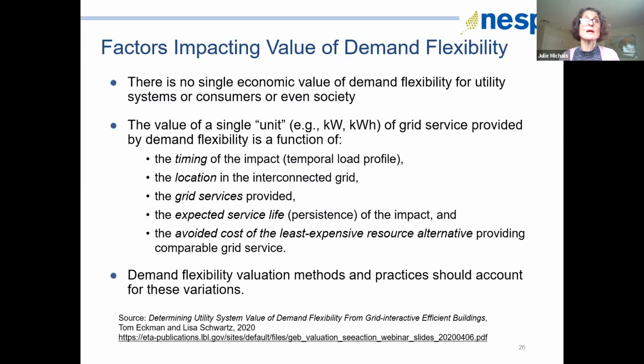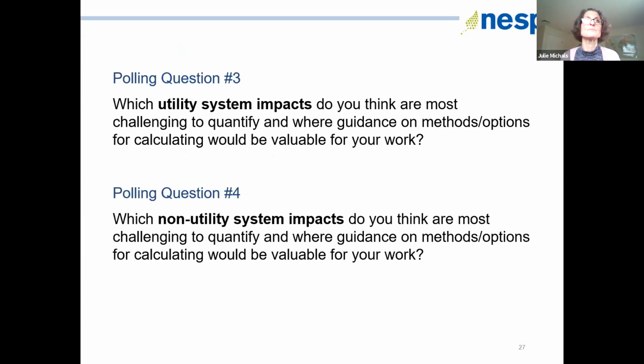So I mentioned there are factors that affect impacts, and they affect valuing demand flexibility. There's no single value for demand flexibility, because it is going to depend on certain factors. Some of those have everything to do with timing, temporal impacts, the location, the type of grid services provided, the expected service life of the measure, and then of course the avoided cost of the least expensive alternative. And it's very important that the valuation methods and practices we develop account for these types of variations.